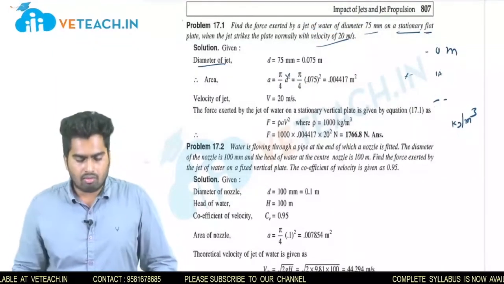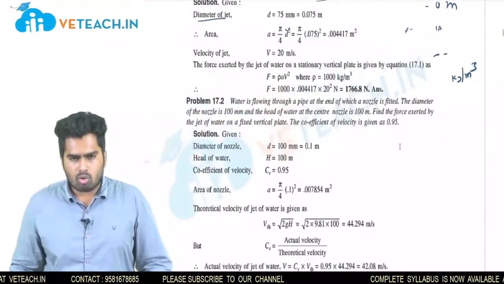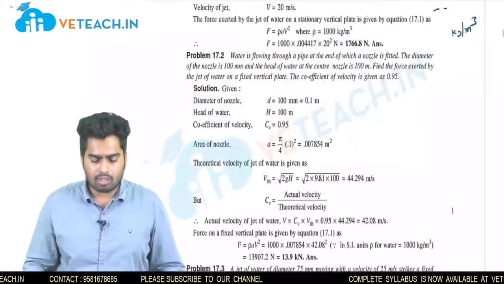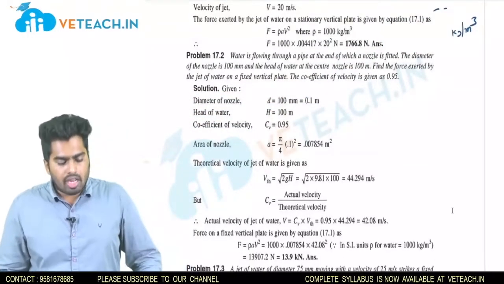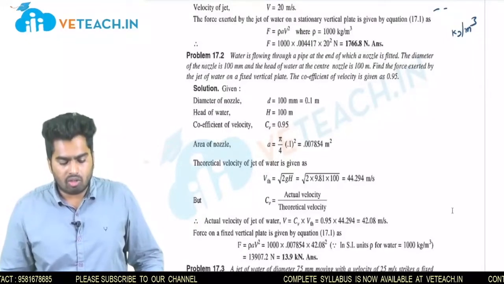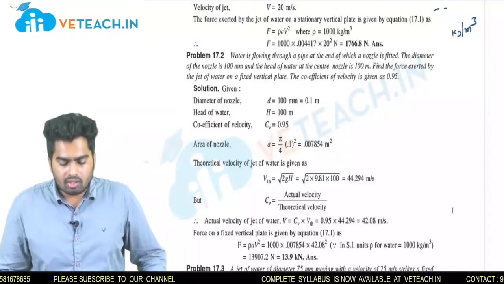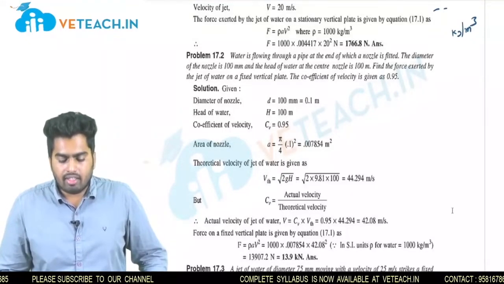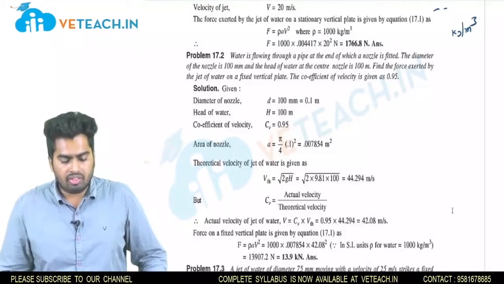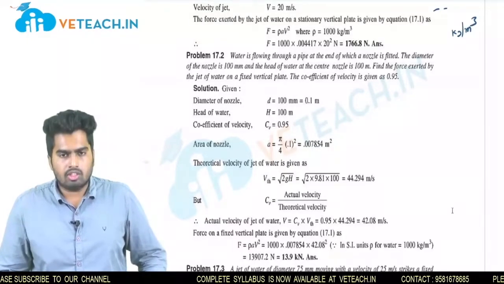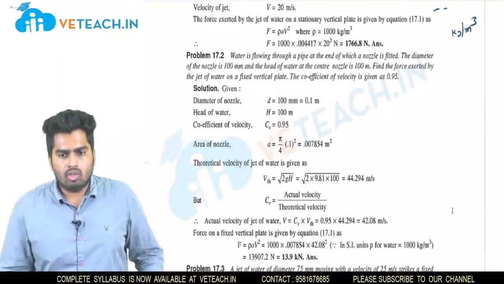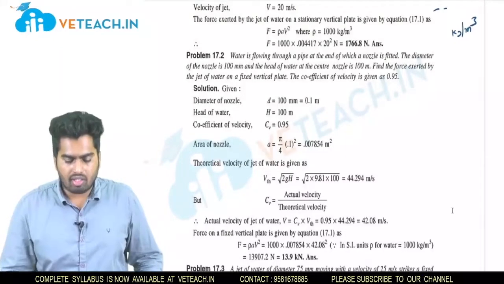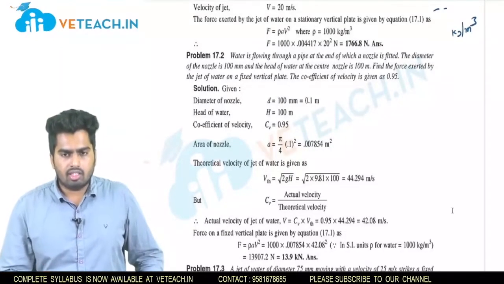Next, let us check one more problem, with a small change. Water is flowing through a pipe at the end of which a nozzle is fitted. The diameter of the nozzle is 100 mm and the head of water at the center of the nozzle is 100 m. Find the force exerted by the jet of water on a fixed plate, and the coefficient of velocity is 0.95. The question is somewhat twisted here, as he is not directly giving the velocity value, he is giving the head.